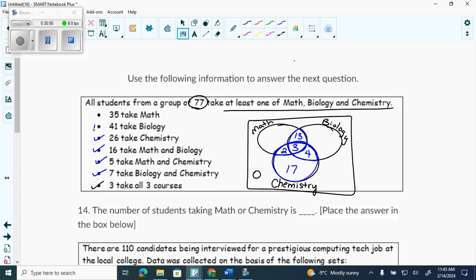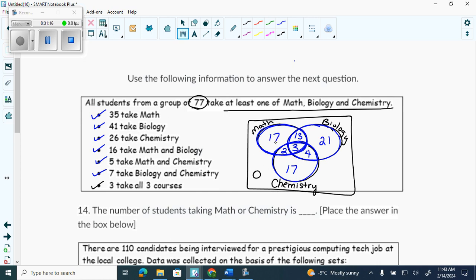17. 41 take bio. So in this bio circle, I should have 41. I already have 20. So how many are here? 21. And then 35 take math. So in the math circle, I should have 35. I currently have 16, 18. So how many are here?